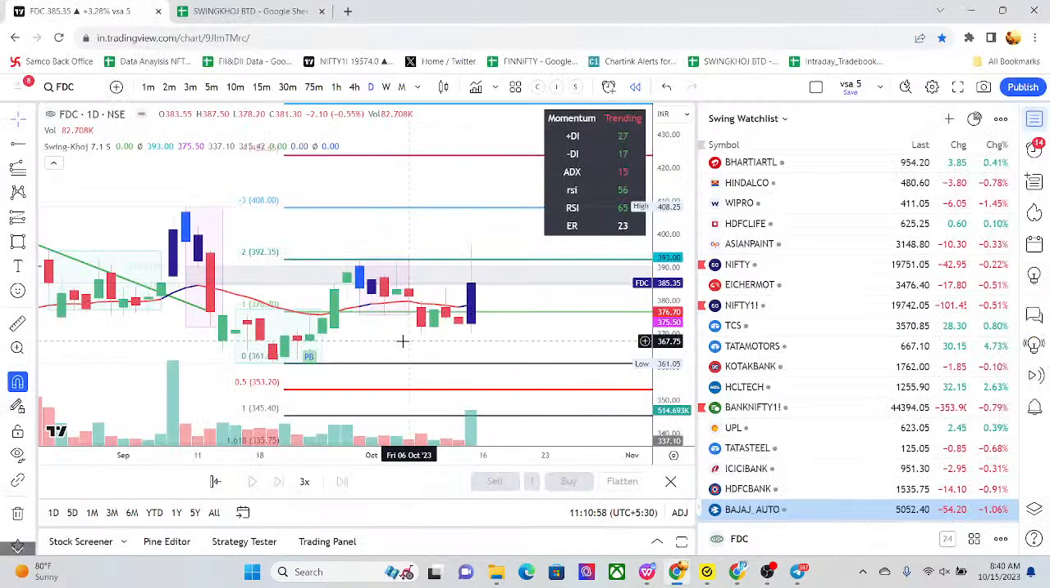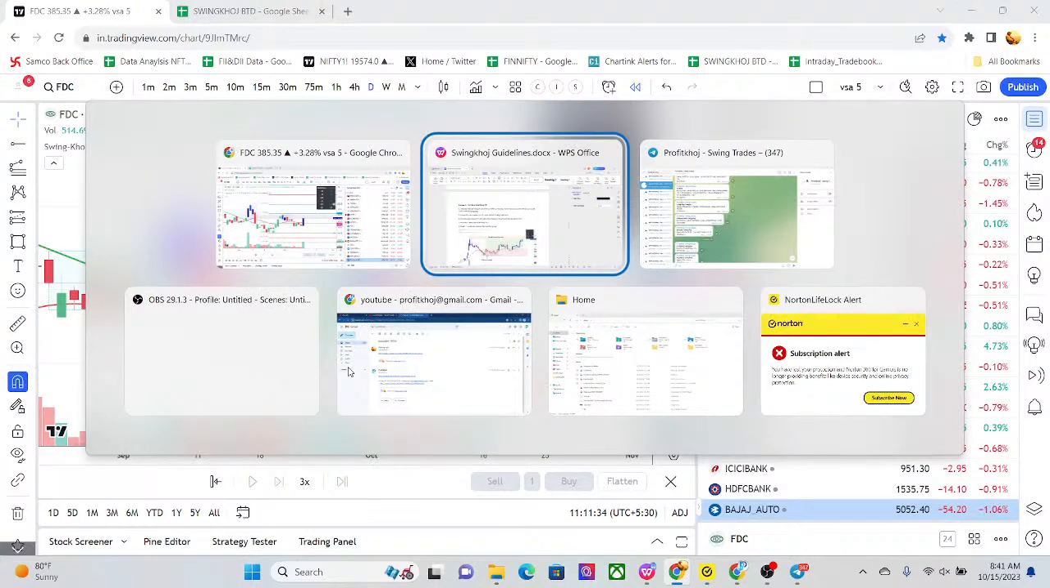Is that clear? Any question on this pullback one? For simplicity, just buy above the high of the trigger day and go for a minimum of 1:1. Any questions, please comment. So moving on.